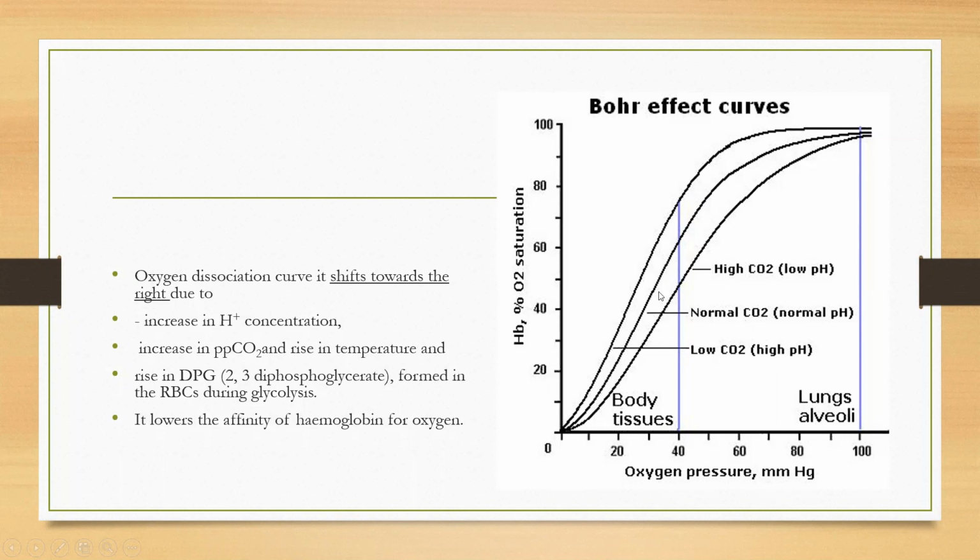So whenever there is an increase in hydrogen ion concentration, जब भी हाइड्रोजन आयन कॉन्सेंट्रेशन बढ़ जाता है, तो ये सिग्मॉइड कर्व जो है वो कहाँ मूव होता है? Towards the right side. Also, increase in partial pressure of carbon dioxide and increase in temperature.